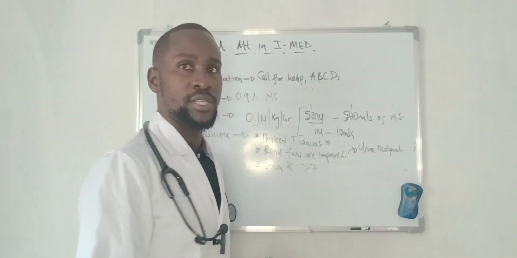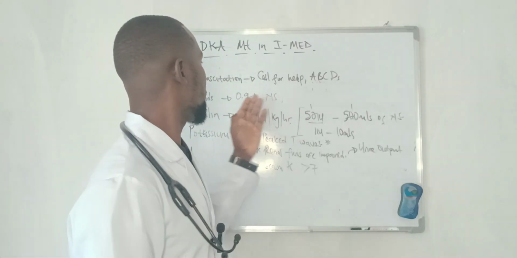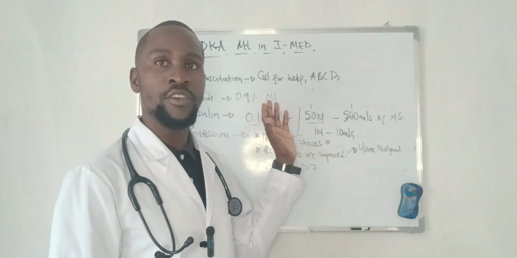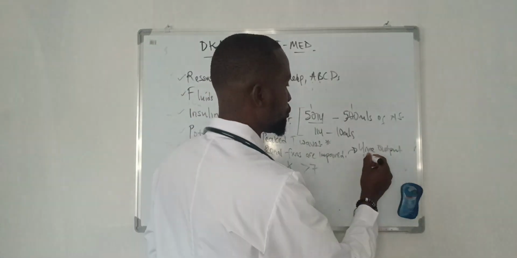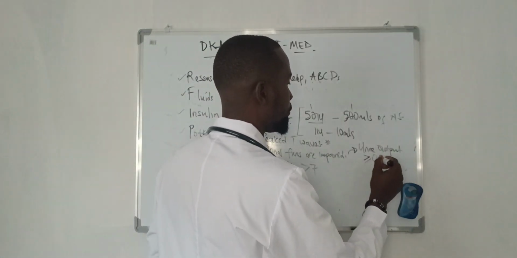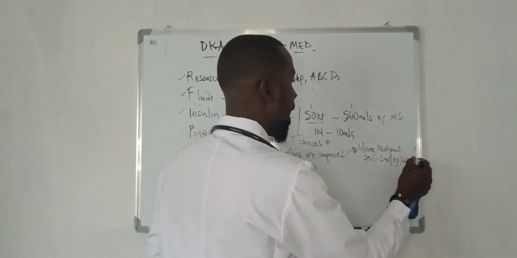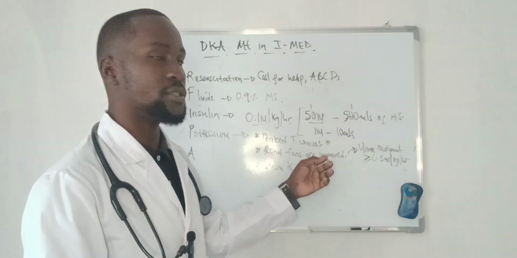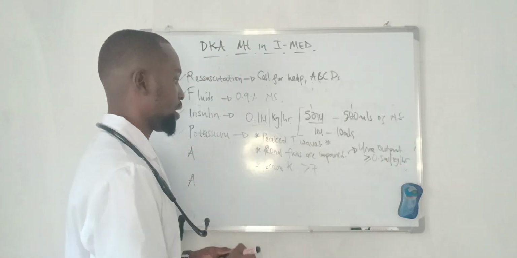Goes back to the point that I raised earlier. When you are resuscitating the patient, when you start your fluids and your urine output rises, you are monitoring your output. When it rises above 0.5 mils per kg per hour, then you know that your renal functions, your kidneys, are working perfectly. Then you can start potassium replacement.